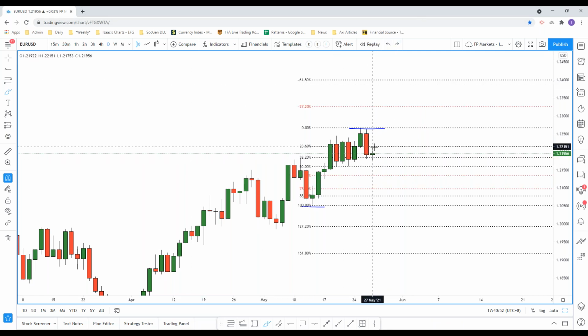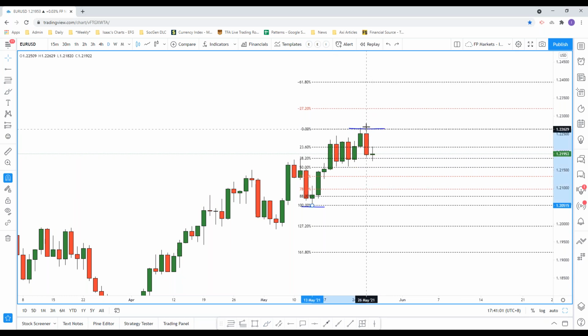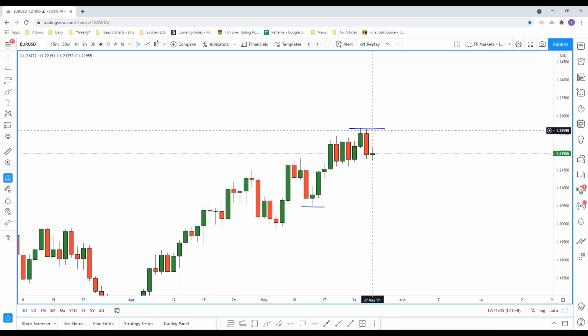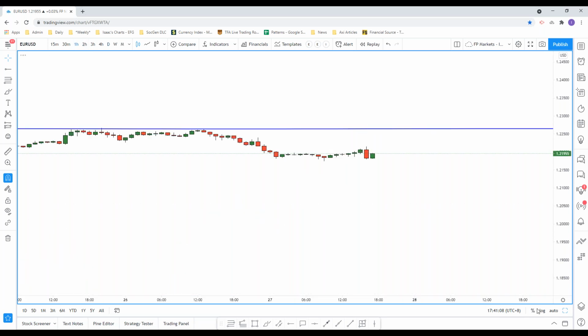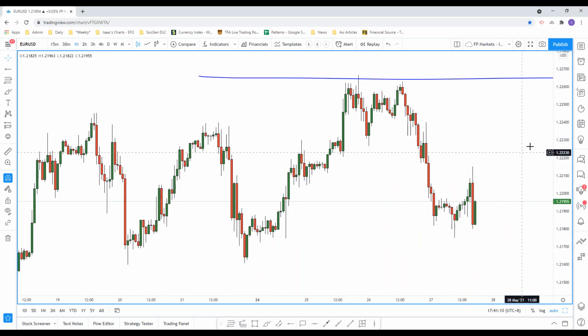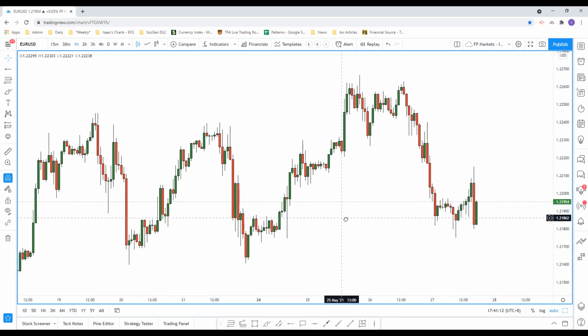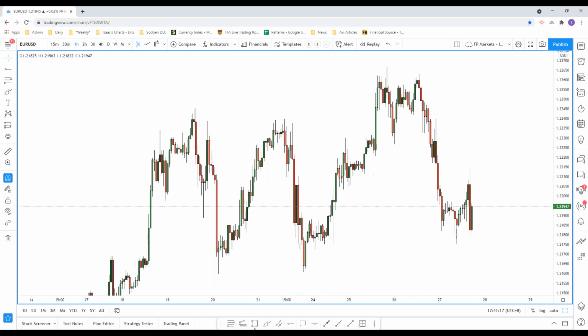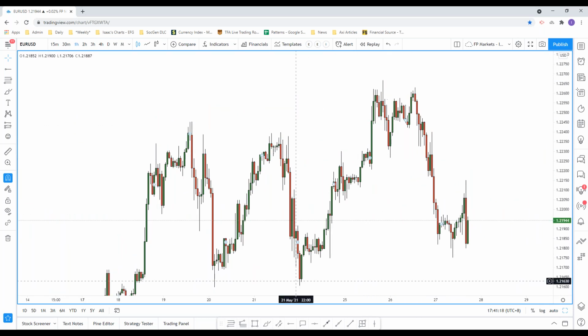But since we are not clear whether this is a completed movement, if price really pushes higher, then my Fibonacci is going to keep shifting. Remember, I said we always have to draw Fibonacci retracement on a completed movement. So keeping this in mind, swing high, swing low. Let's go down to the 1 hour. Okay, look at what happened. Price very clearly formed a double top pattern.